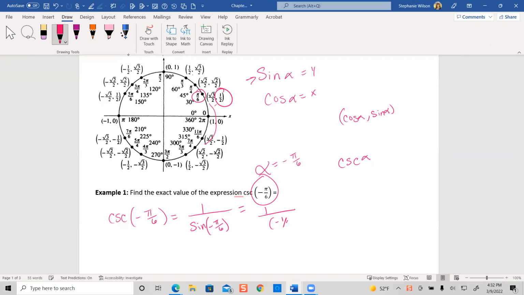So I got this. Now I'm just going to rewrite it where it's easier to work with. And whenever we divide by fractions, we're going to keep, change, flip. So let's keep the first. We're going to change the second. And now we're going to multiply, which gives me negative 2. So that is my value.